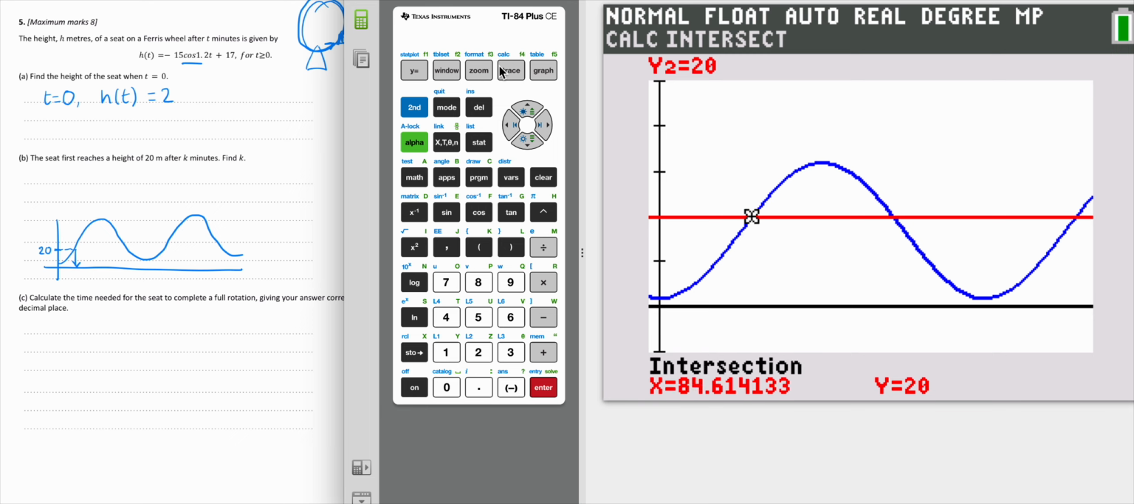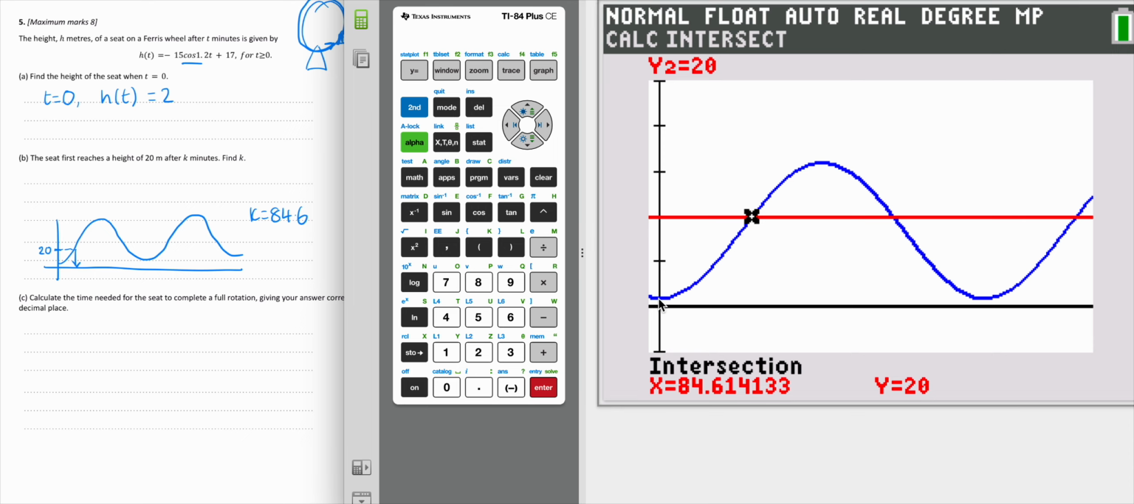There we go. We can find that it happens at 84.6. So k equals 84.6 to 3 significant figures. And then the last question is to calculate the time needed for the seat to complete the full rotation. So how long you're sitting on that Ferris wheel for.